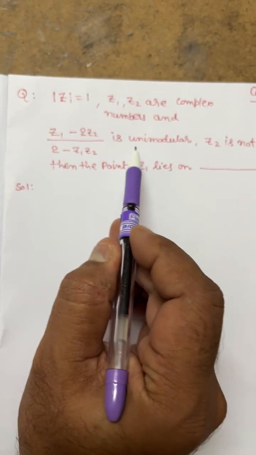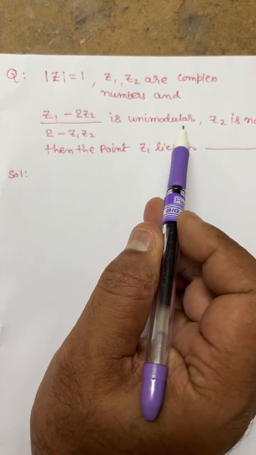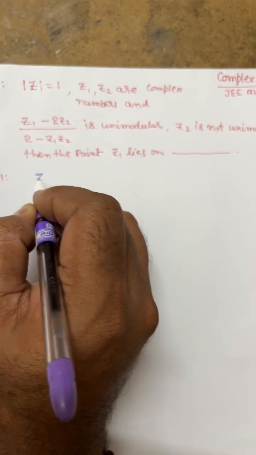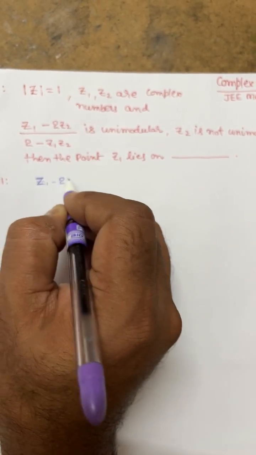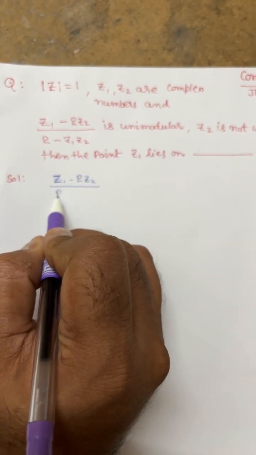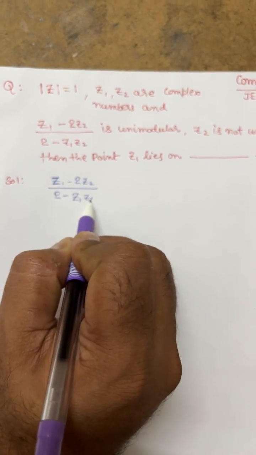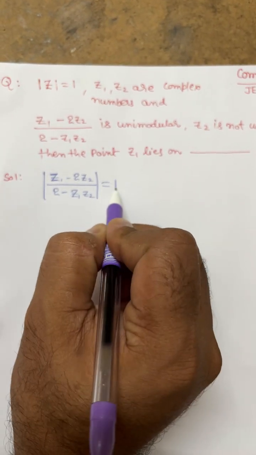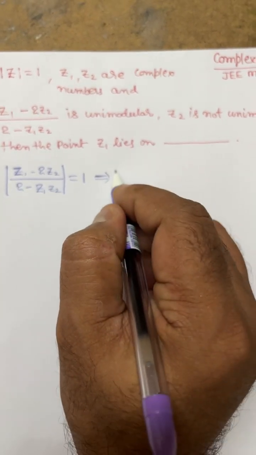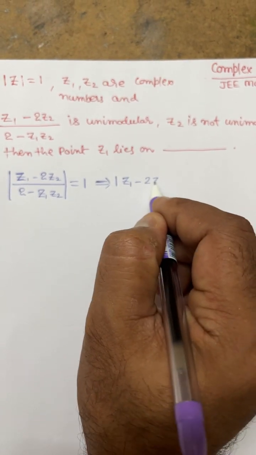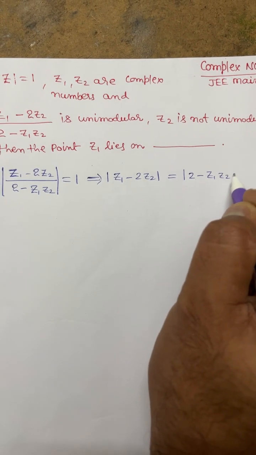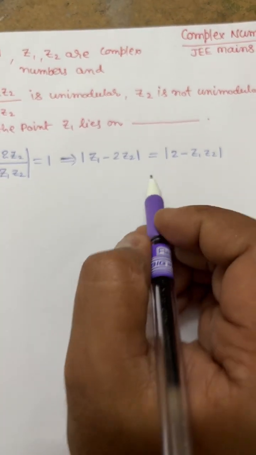It is given that (z1 minus 2z2) by (2 minus z1 z2) is unimodular. Unimodular means whose mod is equal to 1. So mod of (z1 minus 2z2) by (2 minus z1 z2) is equal to 1. After that we can simplify. So mod (z1 minus 2z2) is equal to mod (2 minus z1 z2). After this step, squaring on both sides.